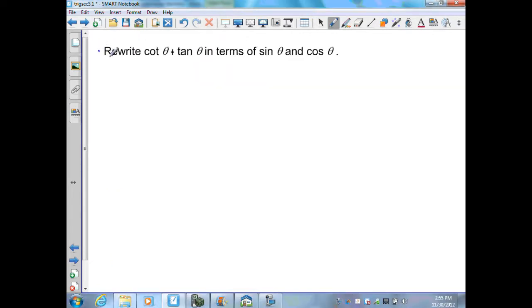In this example, I want to rewrite cotangent theta plus tangent theta in the terms of sine theta and cosine theta. Again, I need to relate an identity with cotangent and tangent to sine and cosine. To do that, I can use the quotient identities. For cotangent theta, I know the quotient identity is cosine theta over sine theta, plus tangent theta can be written with the quotient identity as sine theta over cosine theta.